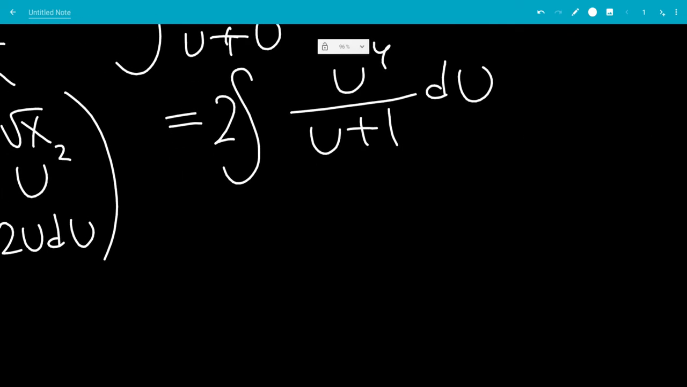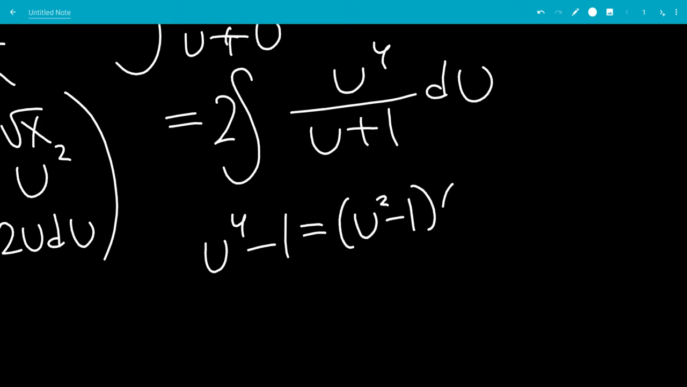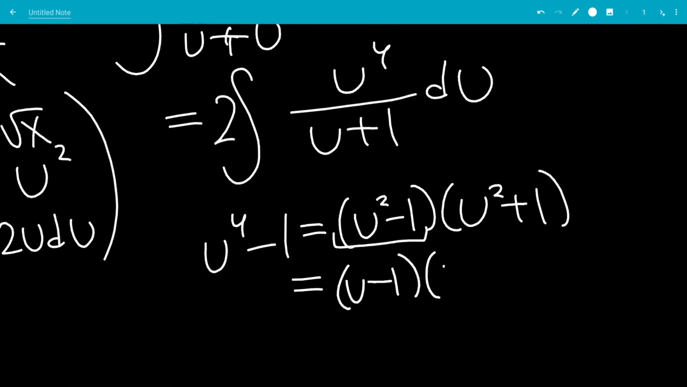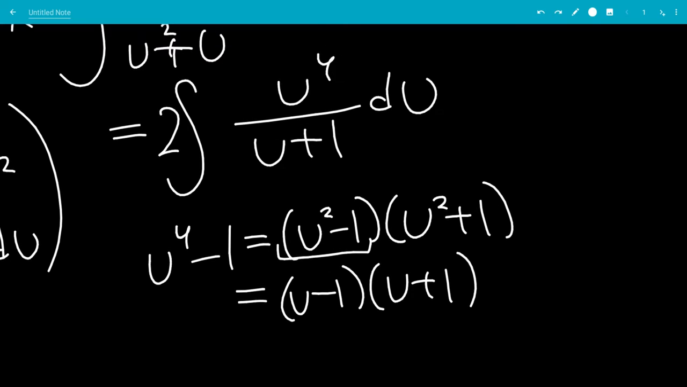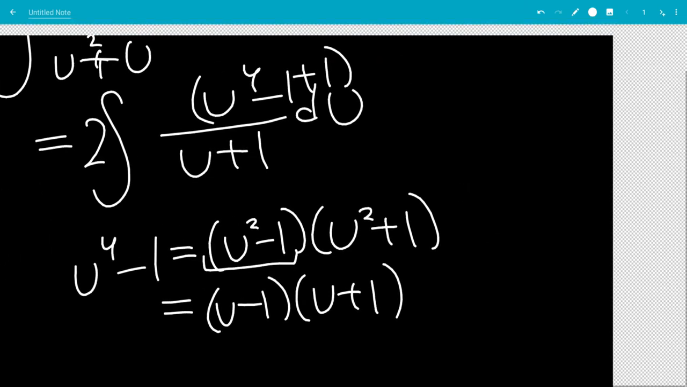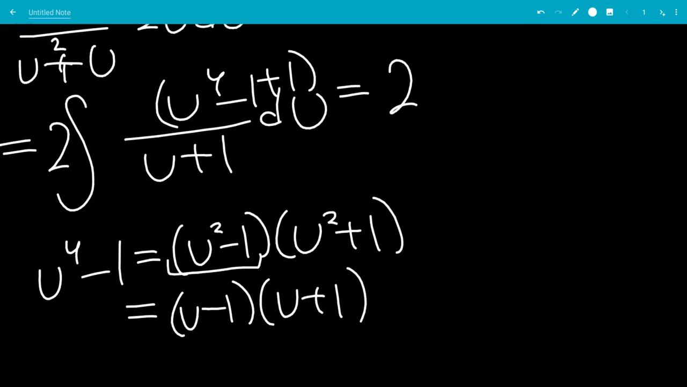Okay, so u to the fourth minus 1 is factorable as u squared minus 1 and u squared plus 1. And u squared minus 1 is factorable into u minus 1 times u plus 1. And guess what we have on the denominator? u plus 1. So we're going to subtract 1 and then add 1 to keep the same integral.